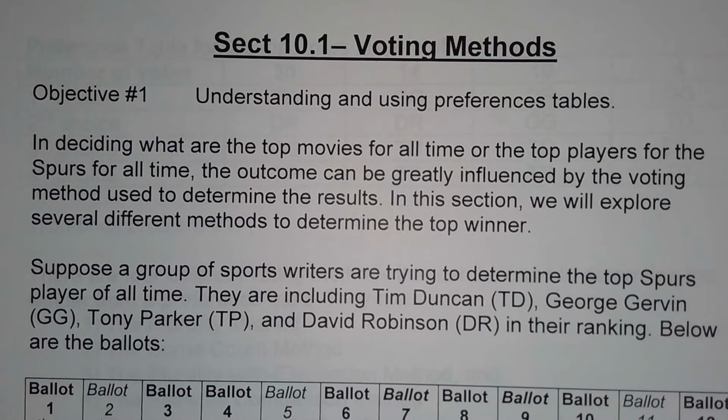So let's suppose we have a group of sports writers trying to determine the top Spurs player of all time. They're including Tim Duncan, which I'm just going to abbreviate as TD, George Gervin, GG, Tony Parker, TP, and David Robinson, DR, in their ranking. And below here are their ballots.